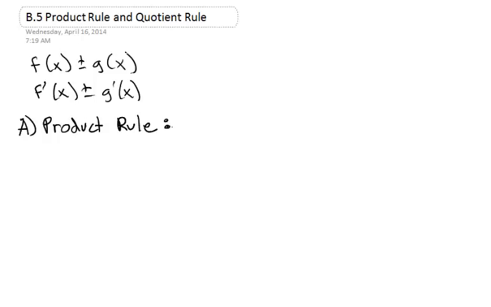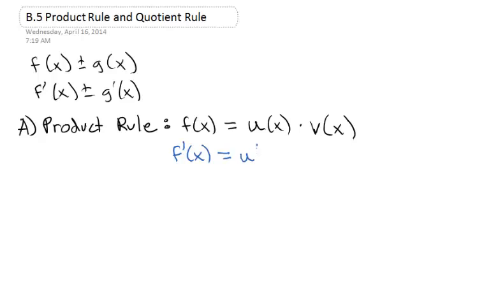The product rule says if we have some function f of x that is a product of two different functions, let's say u of x times v of x, two things multiplied together that both have x's inside them, well, the way we're going to take the derivative is we will take u prime of x, the derivative of the first, times the second function, plus the derivative of the second function, v prime of x, times the first function.